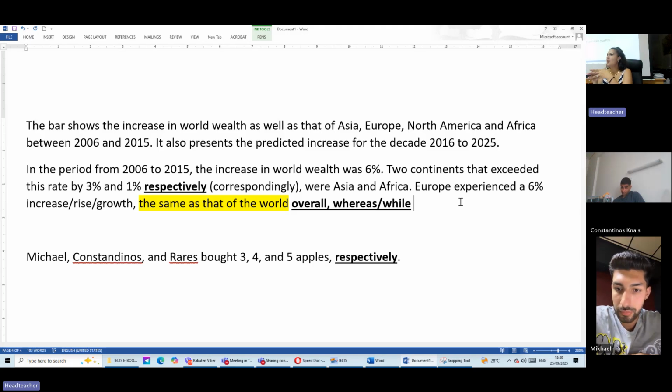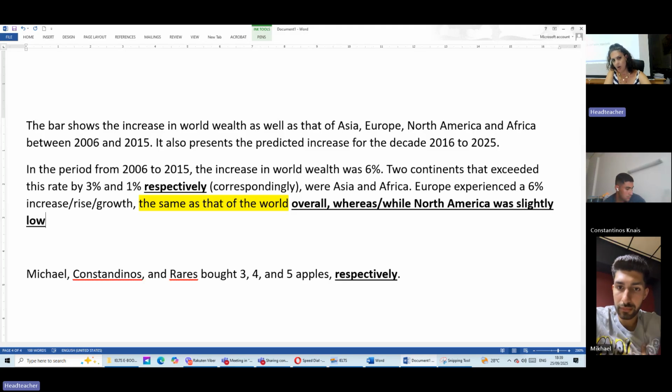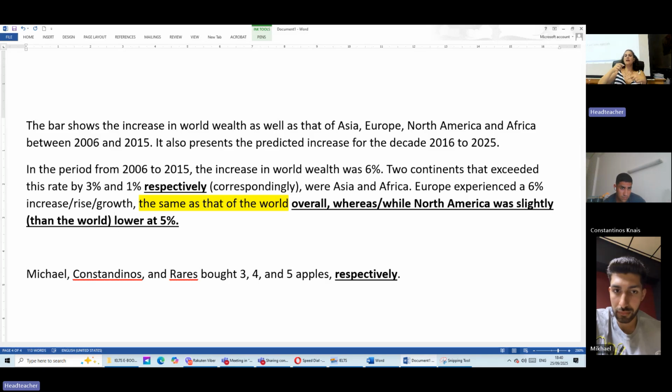I'm going to write something in the wrong way for educational purposes, and I want you to correct it. I'm going to make a purposeful mistake. So, while North America was slightly lower at 5%. If I say "was slightly lower" and I don't say "than the world," is it implied?